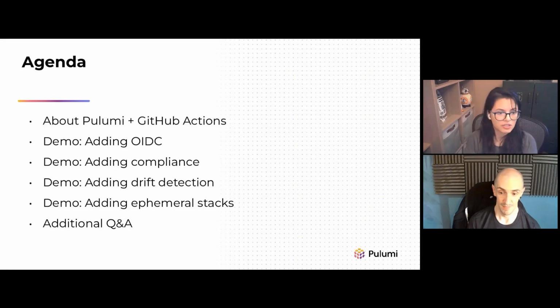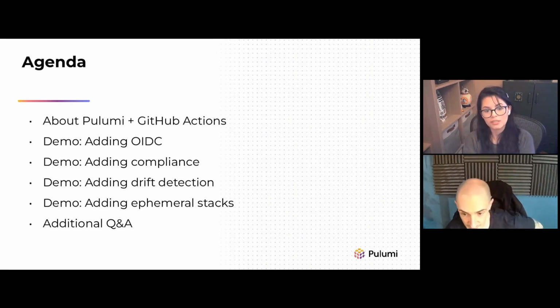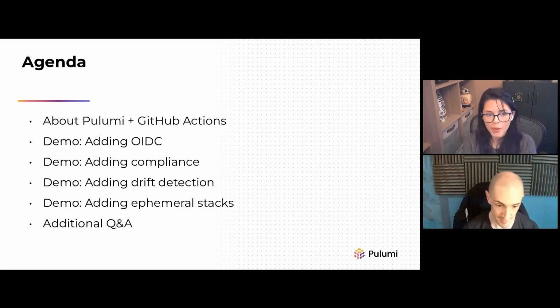Last but not least, we're going to talk about Pulumi deployments, and we're going to configure those so as to create a temporary environment in which you can test your features as you're working on them and have that environment be automatically destroyed once you close your pull request. All right, and of course, we'll have time at the end as well for any additional questions.